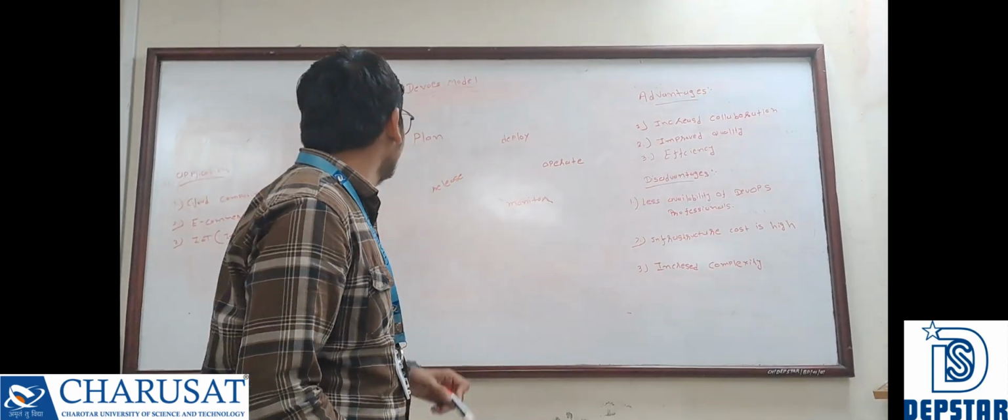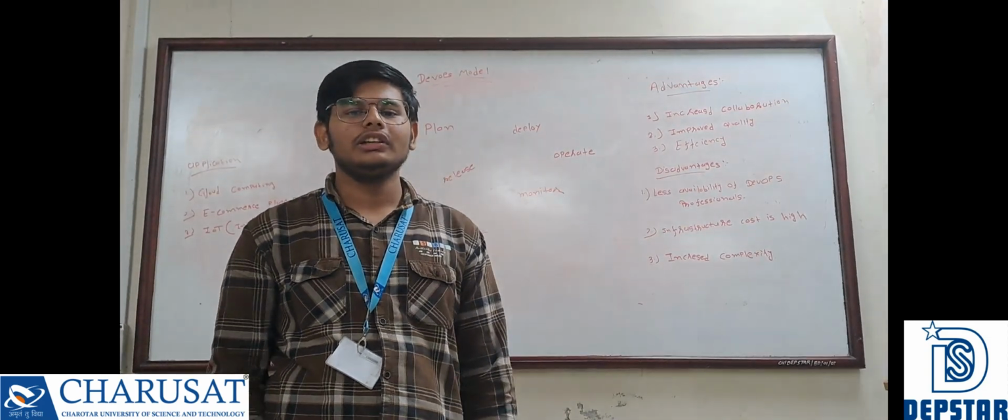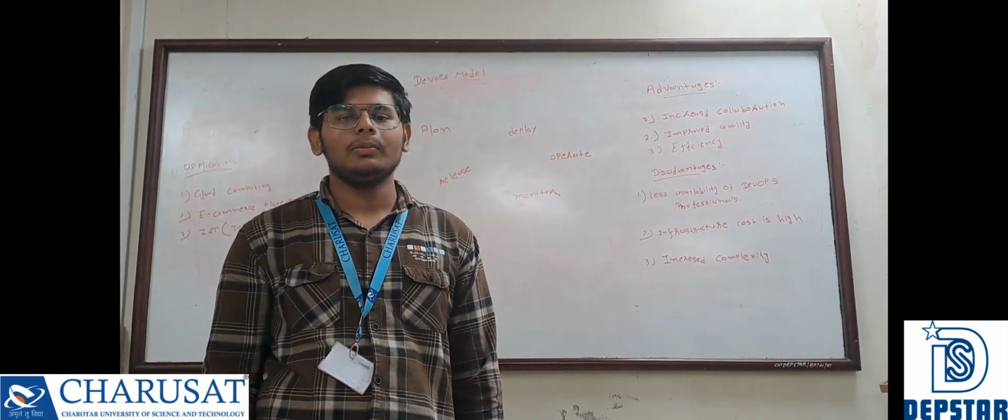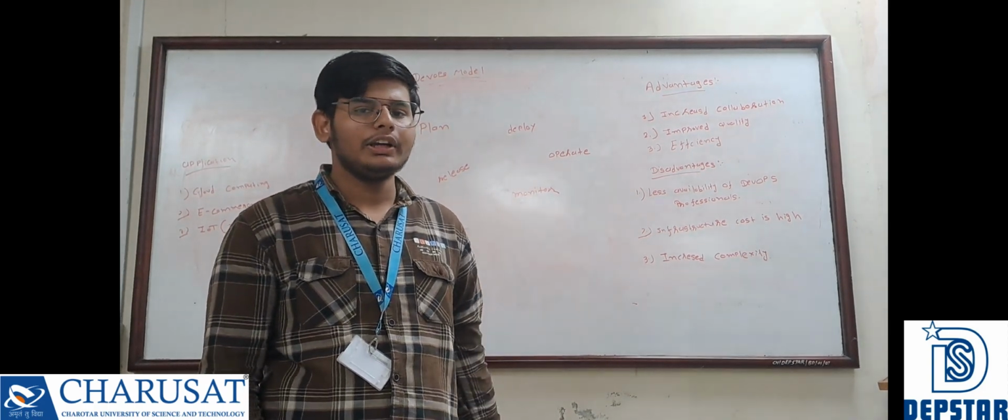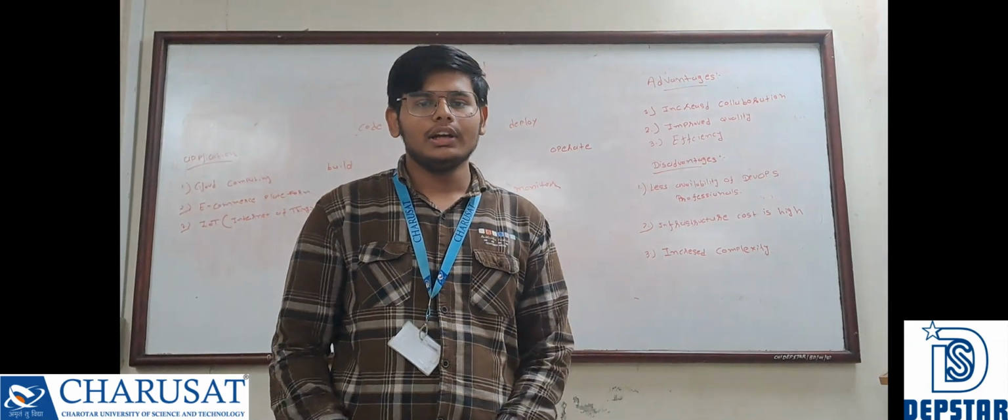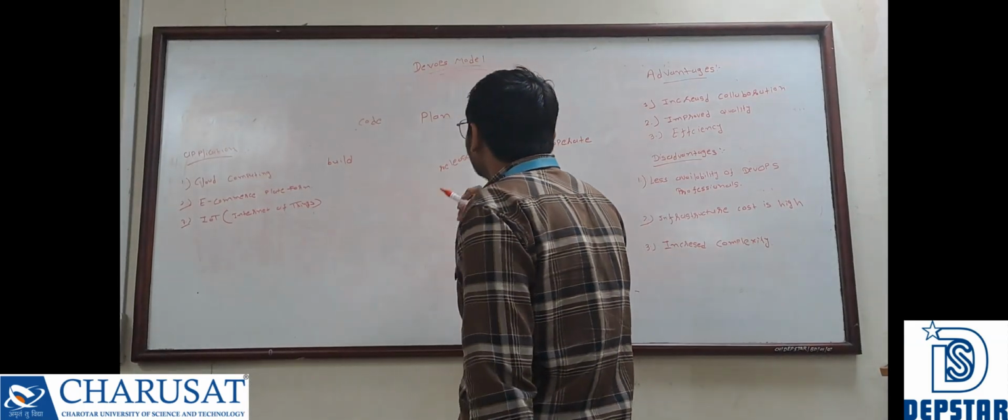Today I will explain the DevOps model. DevOps is short for development and operation. It involves collaboration between the development team and the operation team. I will explain the diagram of the DevOps model.